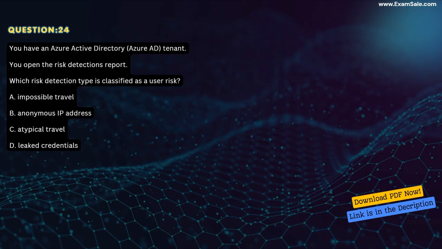Question 24. You have an Azure Active Directory (Azure AD) tenant. You open the Risk Detections report. Which risk detection type is classified as a user risk? A. Impossible travel. B. Anonymous IP address. C. Atypical travel. D. Leaked credentials.